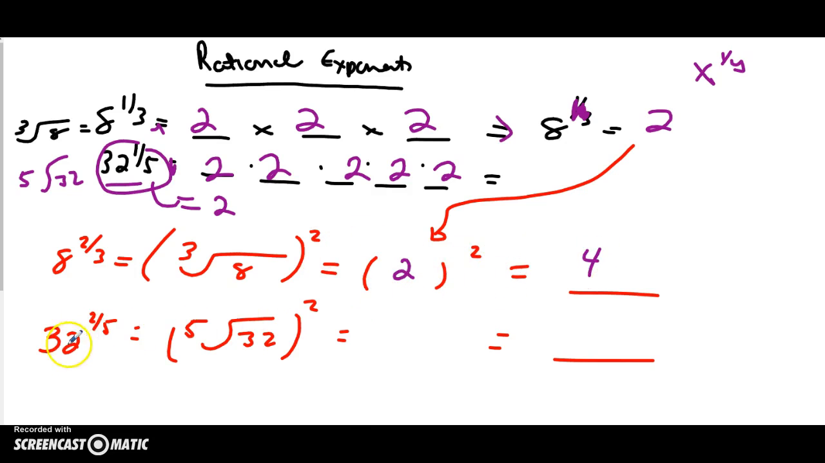Nice and simple. Here, again, the same question, just add to it. 32 to the 2/5. That's the fifth root of 32, which is 2, and then square that. That's 4 also.